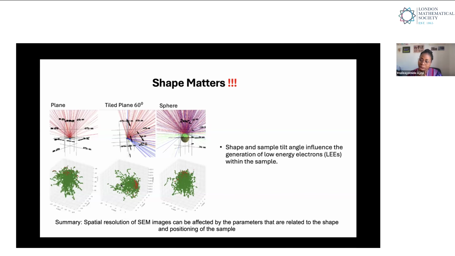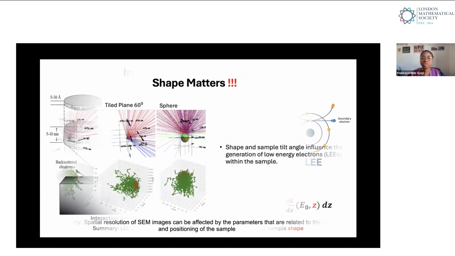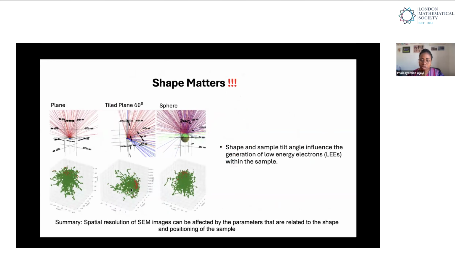Now, from the previous slide, I mentioned depth, right? That depth has been said to influence how low energy electrons escape from the sample that is being measured. But it is not just about depth. The shape of the sample that is being measured also matters. So why does shape matter? Shape matters because when we use SEM to look at tiny particles, the shape of the sample can change how the electron beam interacts with it.